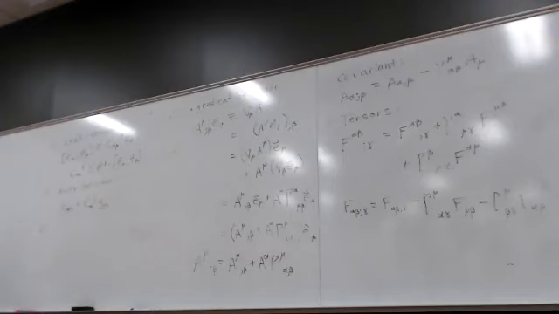The fully covariant connection coefficient, gamma alpha beta gamma, which is going to be defined as 1/2.